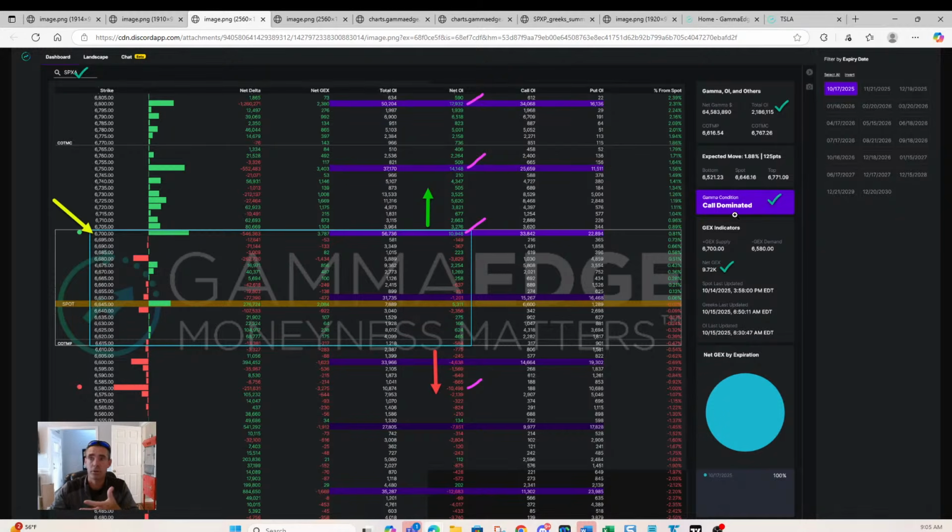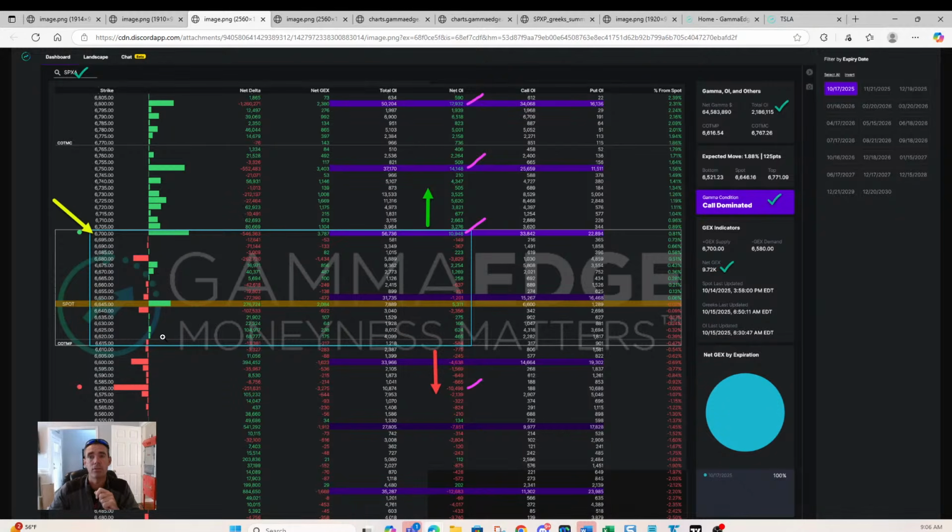So SPXA, we are still call dominated above and below spot price. All that states is that the net delta is green above spot price. Majority is call dominated, out of the money call speculation, as well as below spot price, left hand plane is call dominated, net delta, green net delta here.